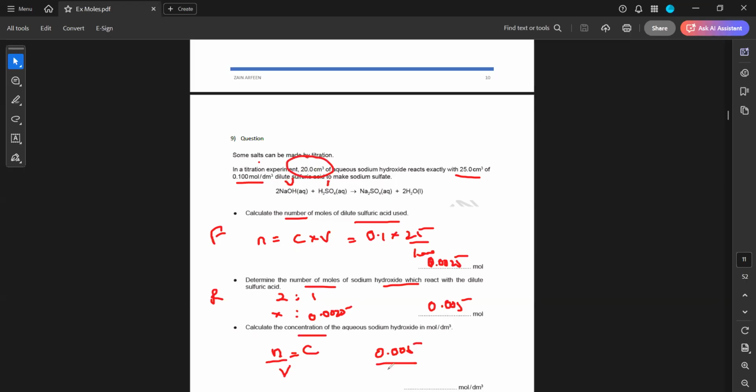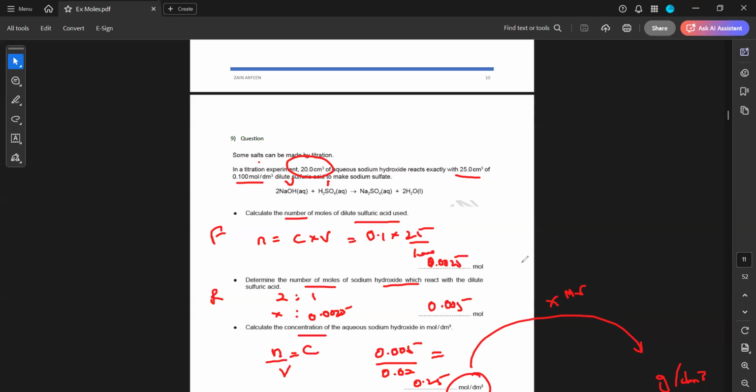But that is in cm cube, divided by 1000, so 0.02. So this will give us the concentration of sodium hydroxide in moles per decimeter cube, which is 0.25. So this equals 0.25 moles per dm cube. And if we need the concentration from mole per dm cube to grams per decimeter cube, what do we do? We multiply by the molar mass.